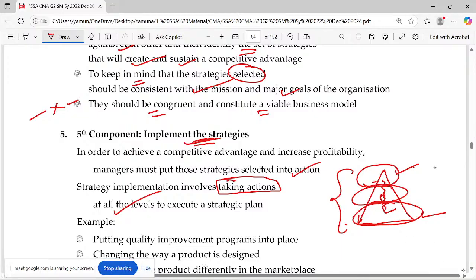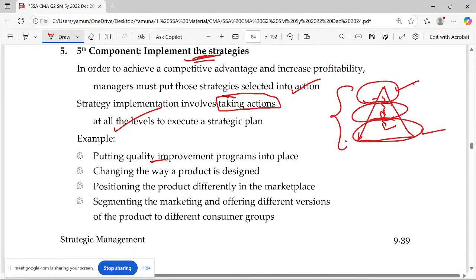So probably you have to put in quality improvement programs, you have to change the way the product is designed, you have to position the product differently in the marketplace. So you have to highlight the product's major role, and you have to segment the market, like which version will be suitable for which segment. I remember I was discussing Domino's. Did I discuss Domino's pizza sauce taste? Again, they brought a sauce that should be spicy and match the Indian taste.